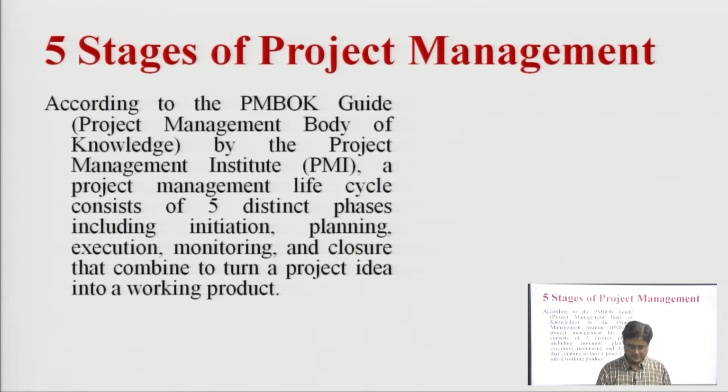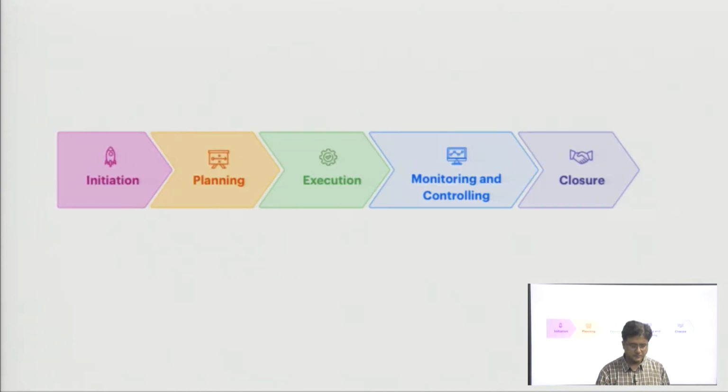So, the first stage is initiation, the second stage is planning, the third is execution, the fourth is controlling and the fifth is closure. As every project has its own life cycle, every project has to close. So, at the end, the last stage of the project management process is closure of the project or handover of the project.